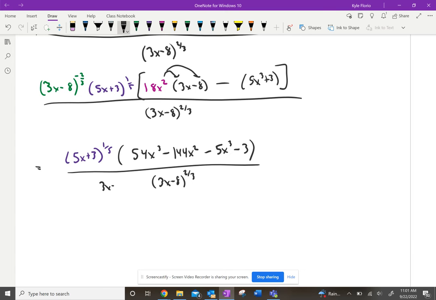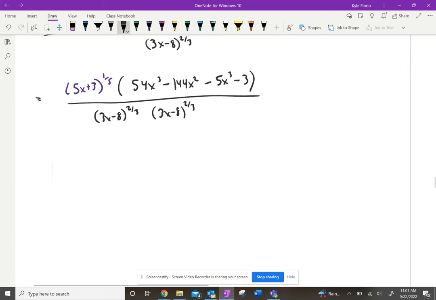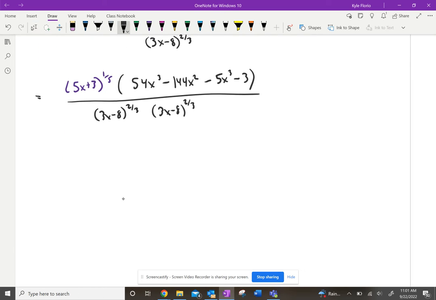And that 3x minus 8 to the negative 2/3 is going to now be to the positive 2/3. Okay, hard part's done. On the top, I'm just going to clean up this parenthesis, and I'm going to combine those two numbers with the same base, and then we're done. So we have 5x plus 3 to the 1/5. That's just going to hang out.